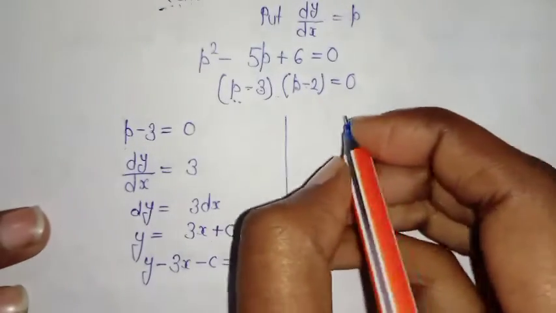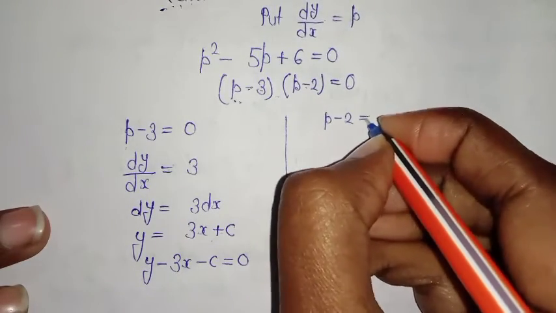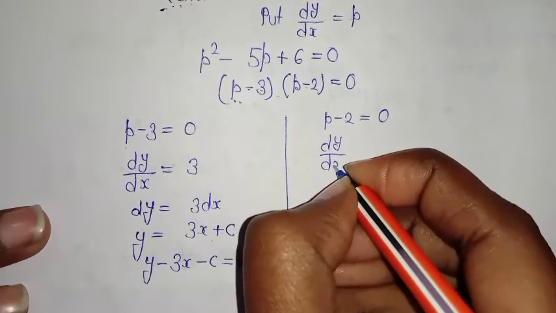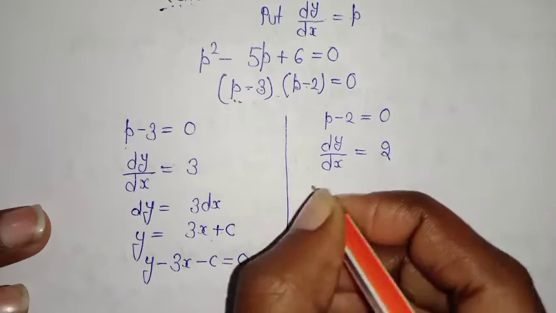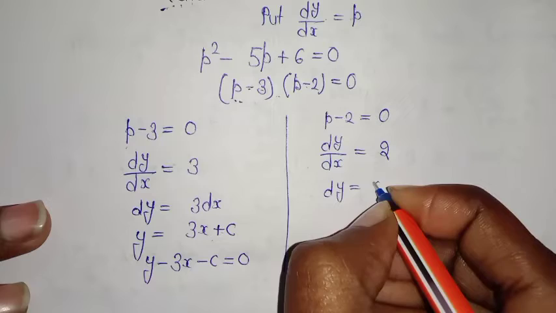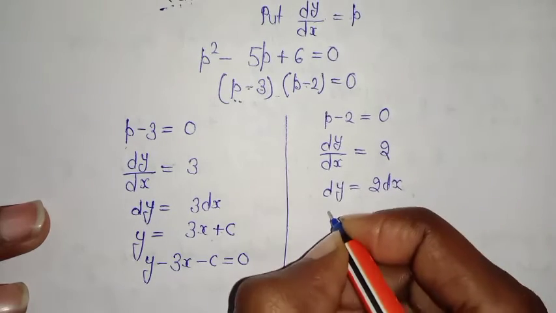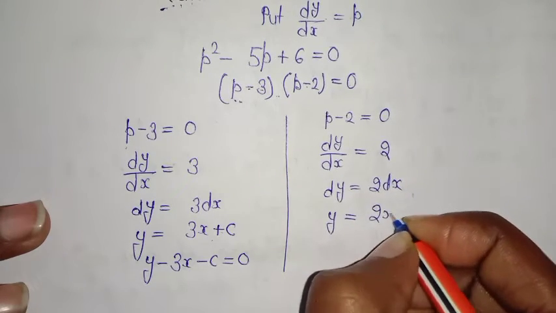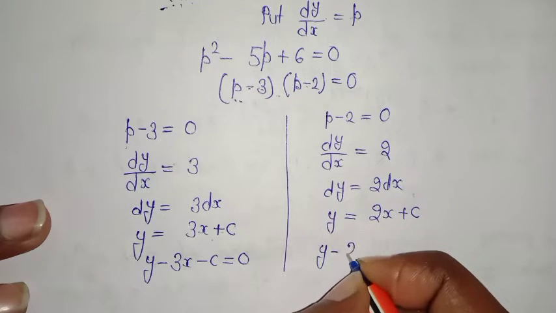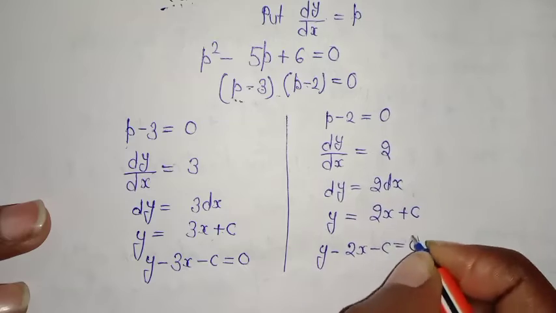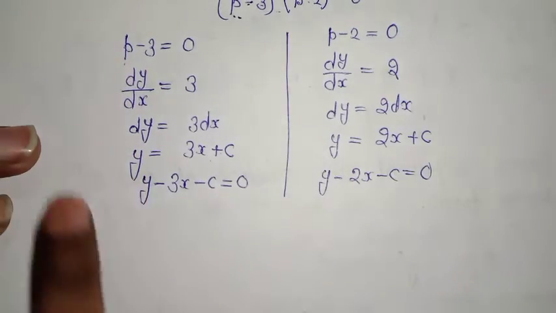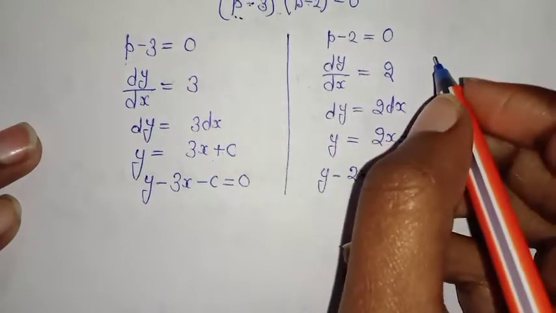So I am taking this term. It becomes p minus 2 is equal to 0. So dy by dx is equal to 2, after putting p as dy by dx, and then dy is equal to 2 dx. So it becomes y is equal to 2x plus c, and if we take it to the LHS, it becomes y minus 2x minus c is equal to 0. So this is the solution for the first root, and this is the solution for the second root.